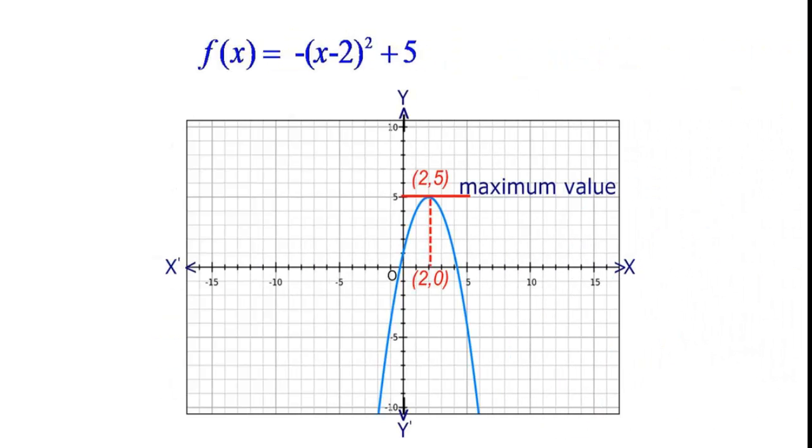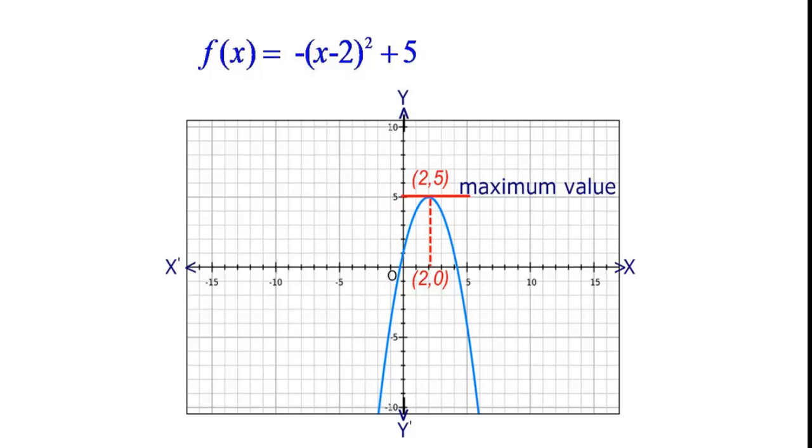In this figure, we can see the graph of the function f of x equal to negative (x minus 2) the whole squared plus 5. Here, the function is attaining a maximum value at x equal to 2 and the value is 5. But there is no minimum value for this function.